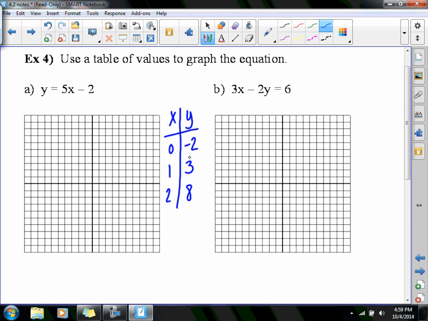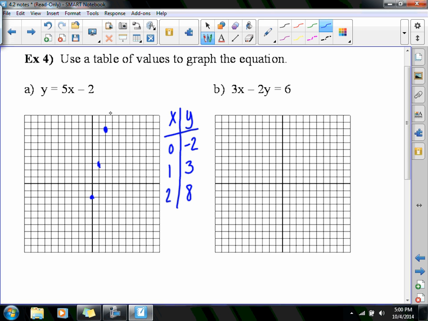And then these are going to be my ordered pairs. So it's nice when you leave out that middle column where you're showing your work, because then your ordered pairs are kind of written right next to each other. Now, you can certainly do that middle column and show that work, okay? But then after you have your ordered pairs, you need to plot them. So 0, negative 2 is my first point. 1, 3 is my second point. And 2, 8 is my final point.